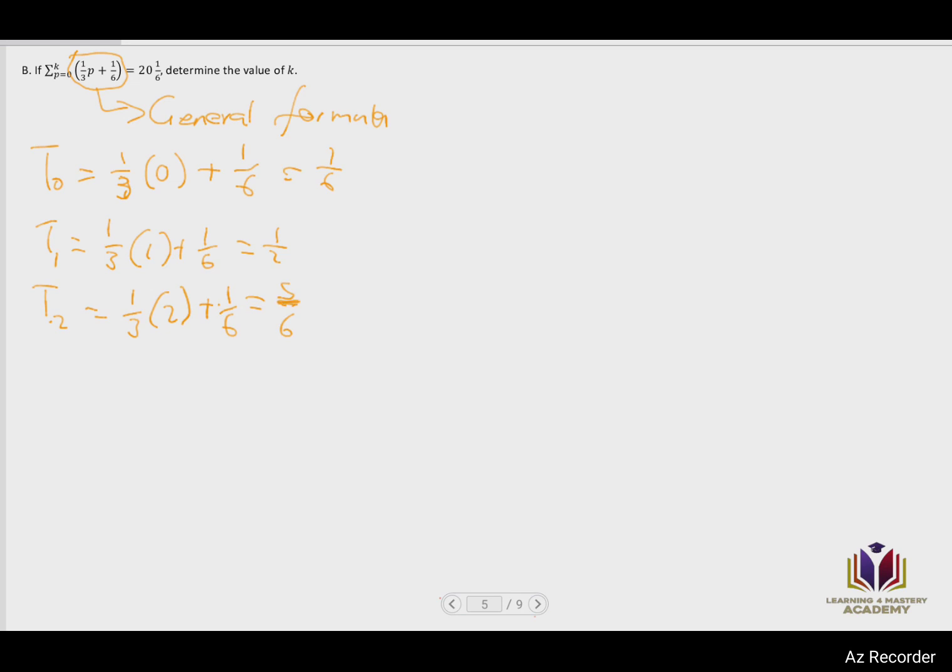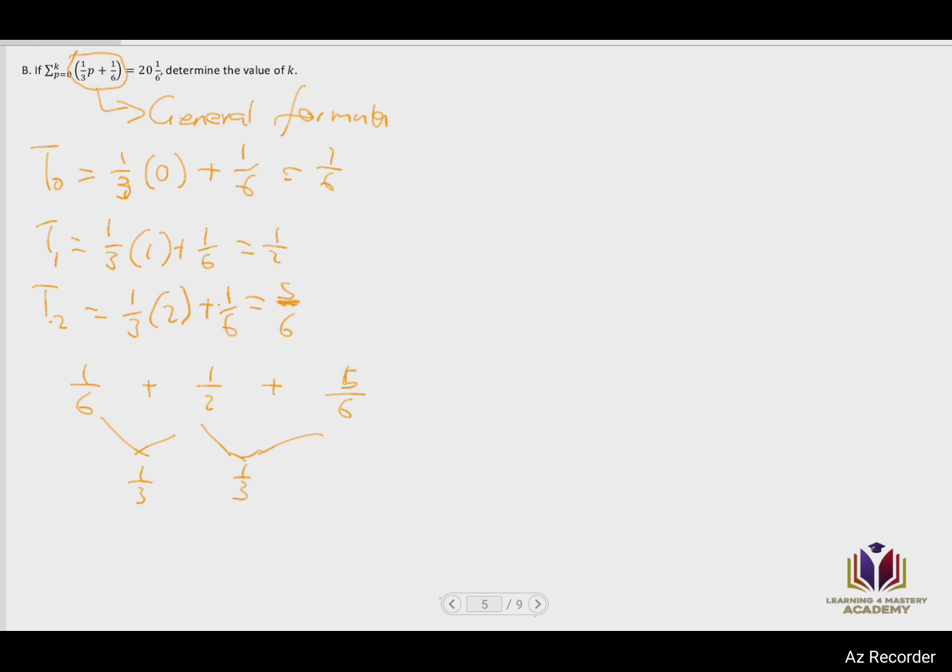There we go. So now you have the first three terms of the series, so you can use them to check if there is a constant difference. So we're going to put them here, 1/6, 1/2, 5/6. When we subtract these terms, we get 1/3, right? There we go. Which then means that our constant difference is 1/3.